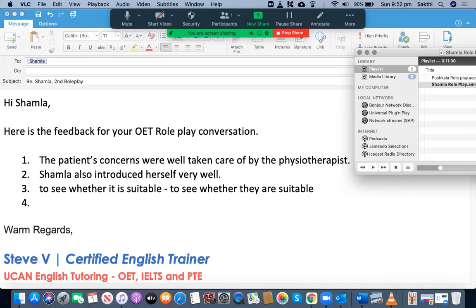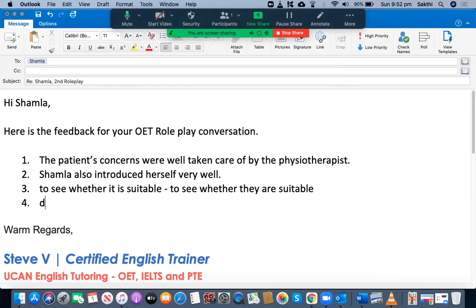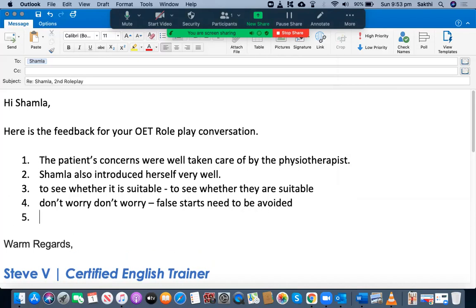Okay, one issue is that she has been repeating, don't worry twice. So false starts should be avoided. It is always better to say these things once only. False starts need to be avoided.